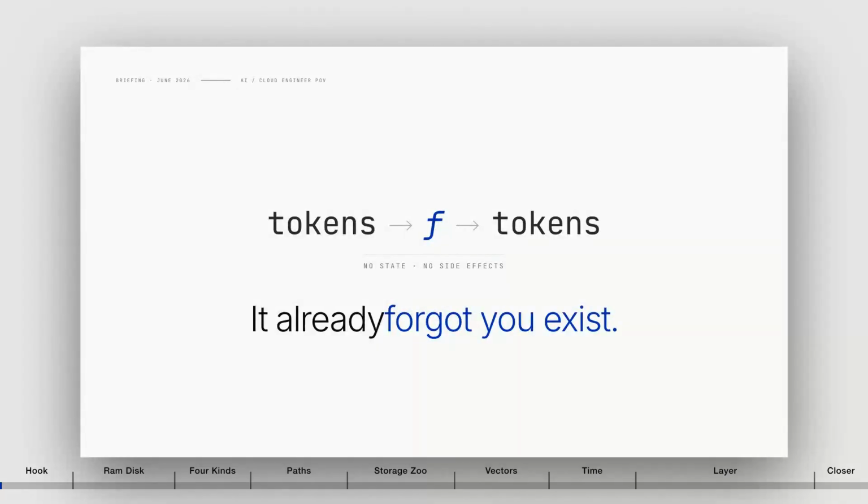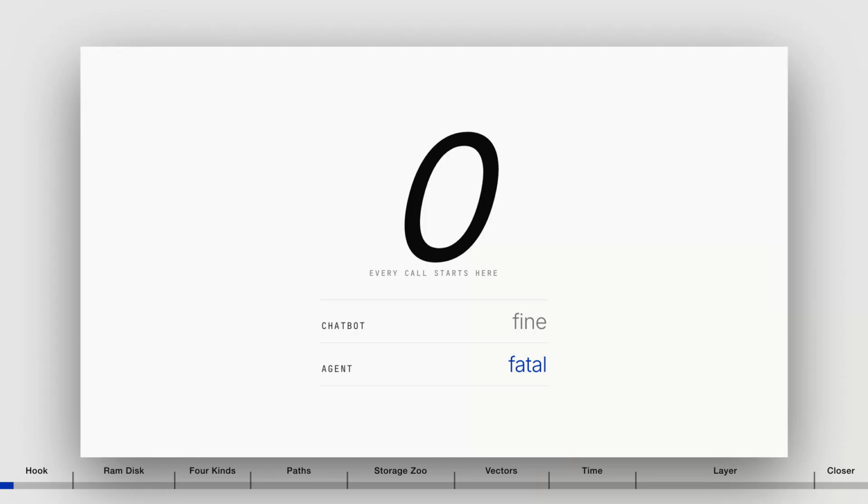A language model is a pure function. Tokens in, tokens out. The instant the response finishes, it has forgotten you exist. Every API call starts from absolute zero. Fine for a chatbot. Fatal for an agent.